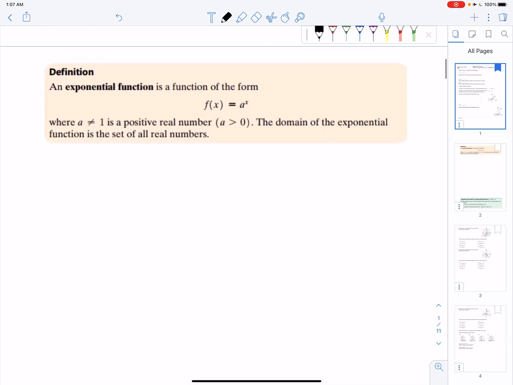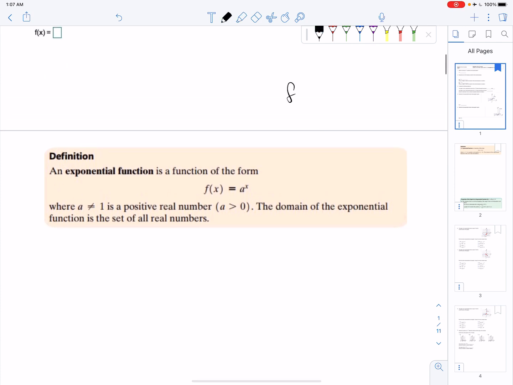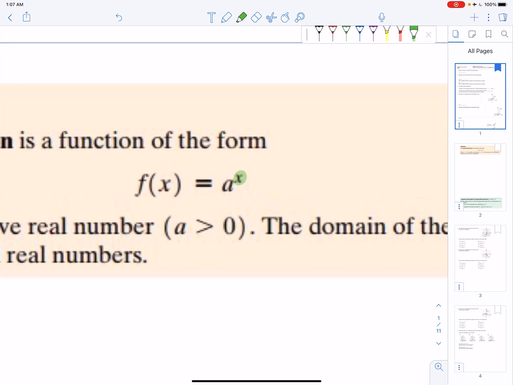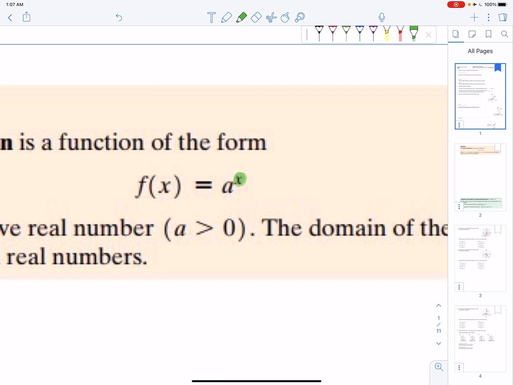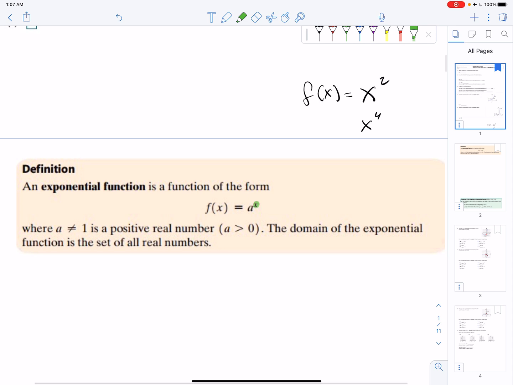Definition of an exponential function is a function of the form f of x equals a to the x. Now, the thing that you really want to focus in on that makes this different, because we've seen functions before that were like f of x equals x to the second, right? Or x to the fourth, or different things like that. But now notice where the x is this time. The x is actually right there in the exponential, right? So there it is right there in the exponential. That makes it an exponential function. The variable is in the exponential position.